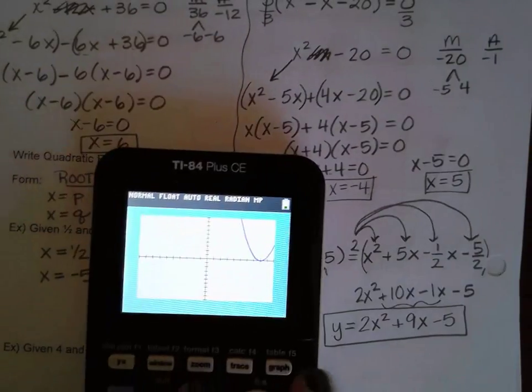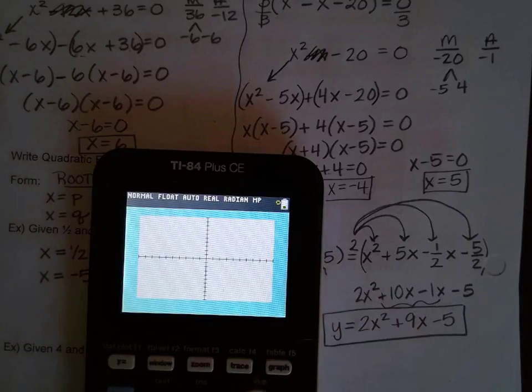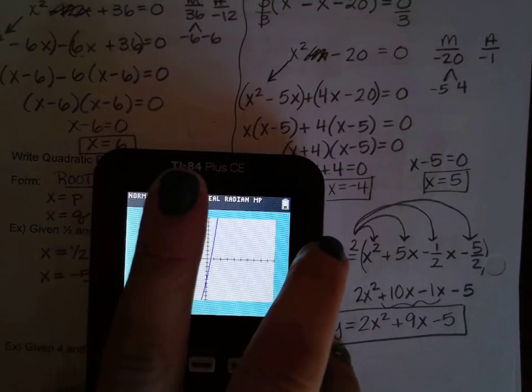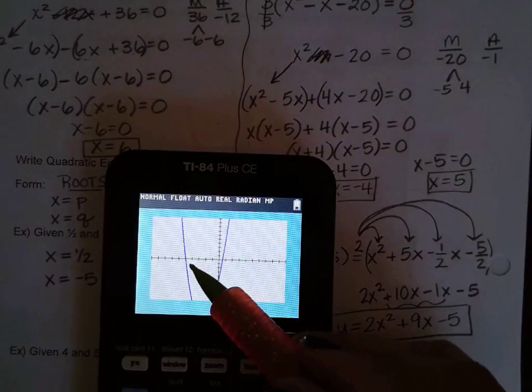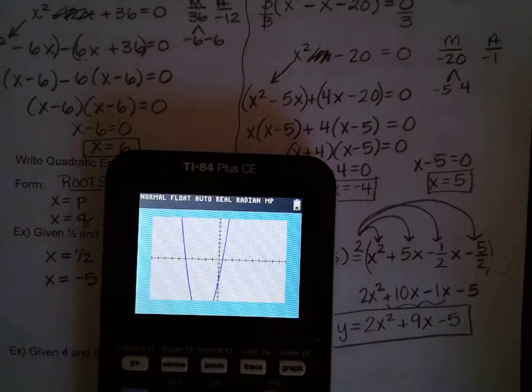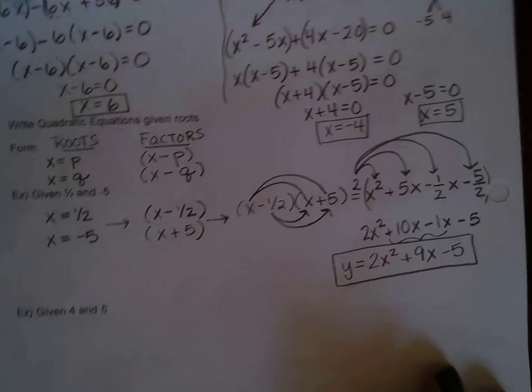So let's check that. Let's see if it actually makes sense. Go to your y equals, put in 2x squared plus 9x minus 5, and hit graph. We should have a parabola that has x-intercepts at -5 and positive 1/2. So here we are, 1, 2, 3, 4, 5, -5, and that looks like it's in between 0 and 1, so positive 1/2. It works. Okay, let's do 2 more examples, see if you can get the hang of it.